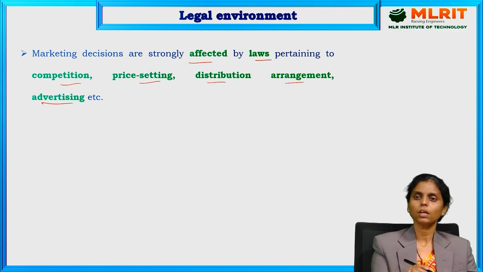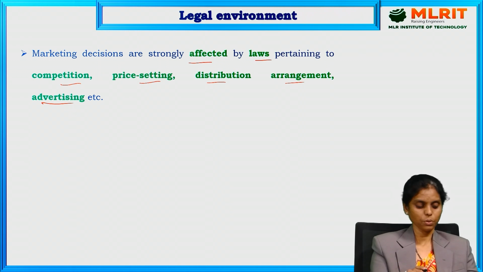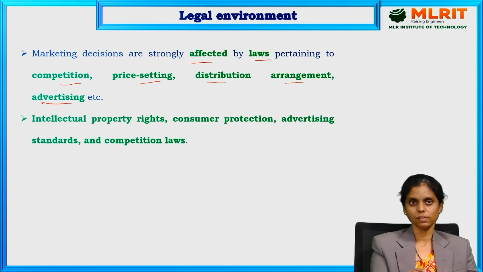For example, I want to provide the product at the lowest price, or free of price, to the customers. Can I implement that immediately? No, there are certain rules and regulations with respect to competition laws that we need to follow. If we are not following them, then the company might even be seized.